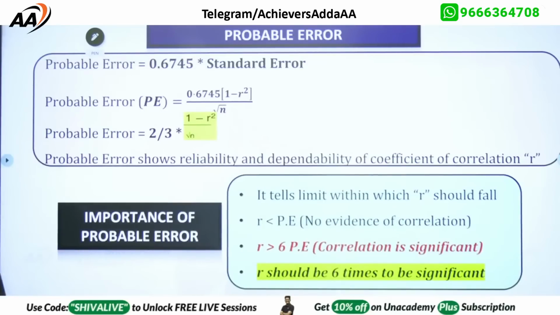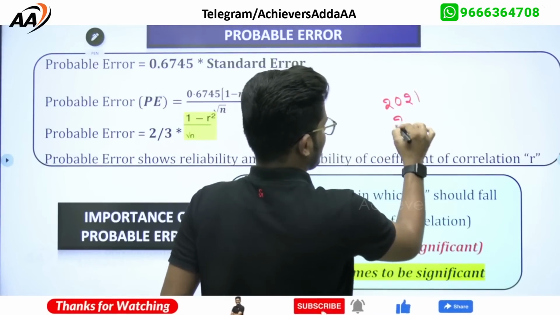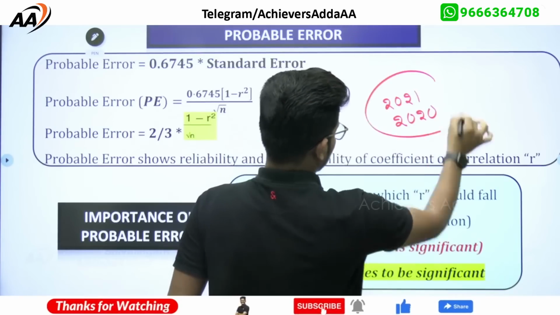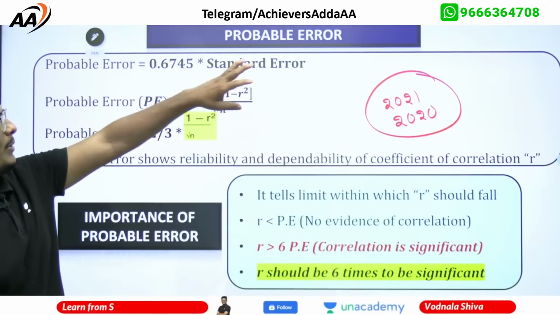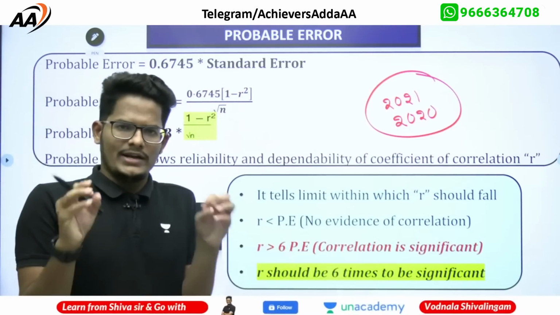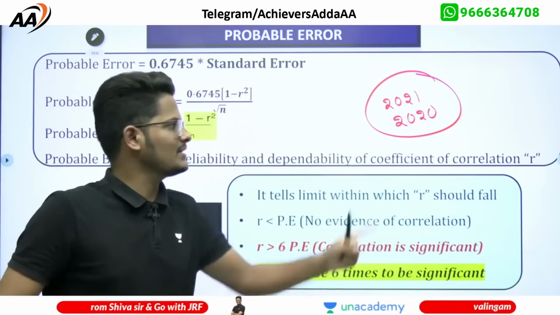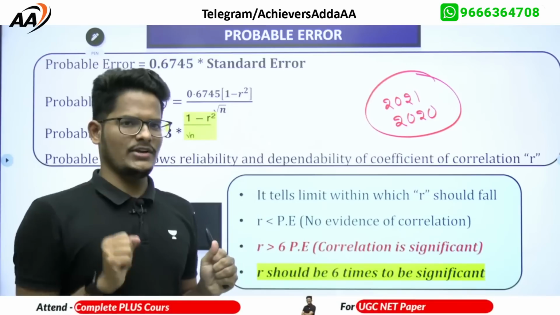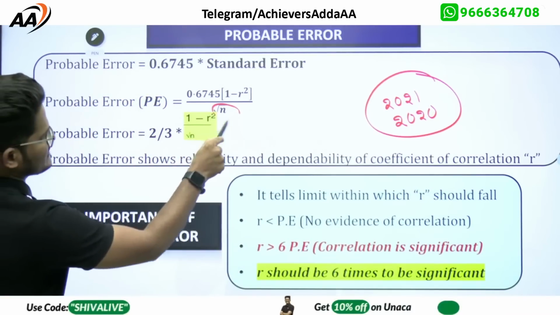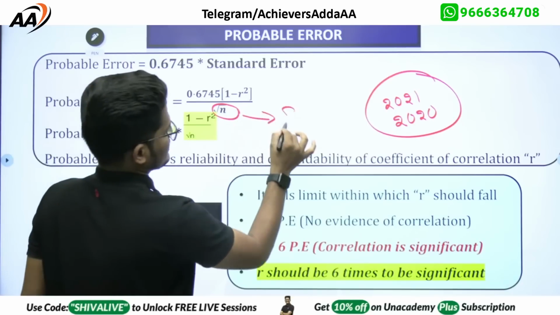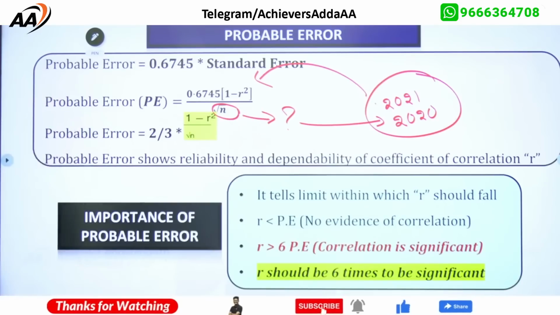Next, probable error. They asked this in 2021 and 2020 also. For 2 years continuously the question was there, and even before, in 2019, questions were there. They will not ask you to calculate anything; simply they will give the formula and ask you to identify which formula is correct. That was the 2021 question. The 2020 question asked us to calculate the n value, that is, the size.